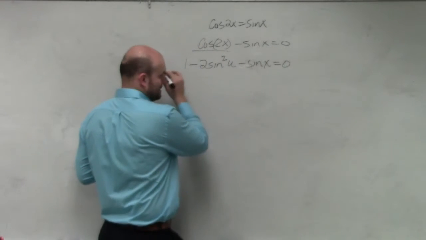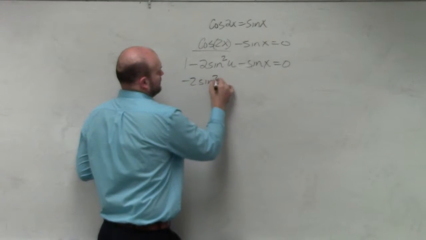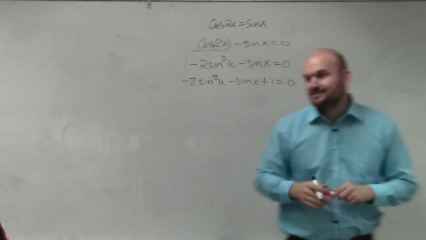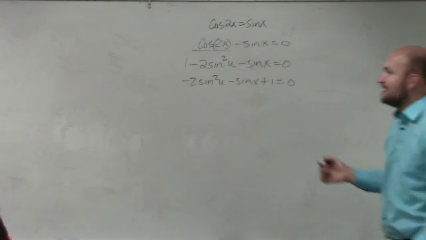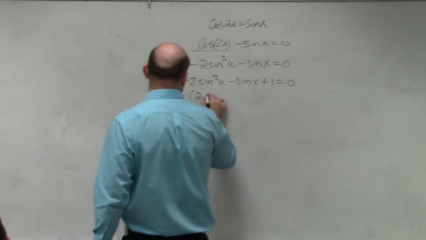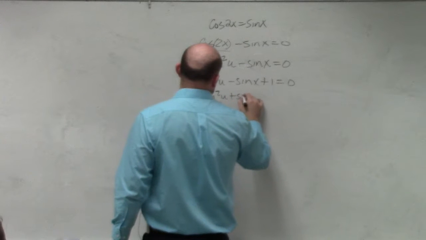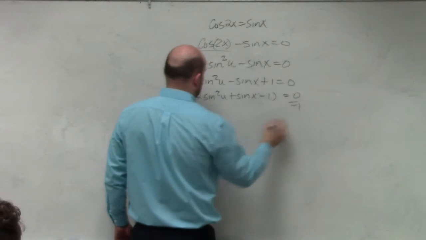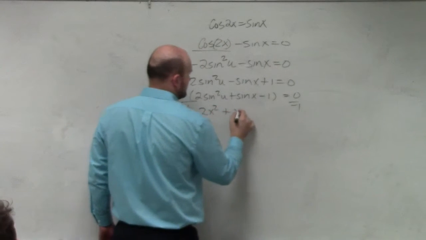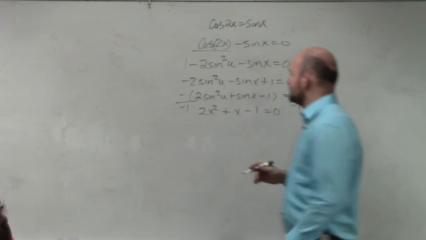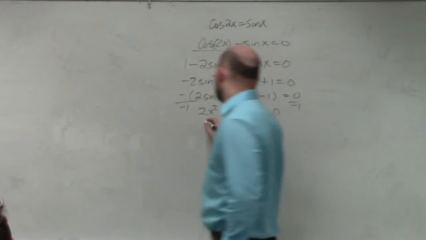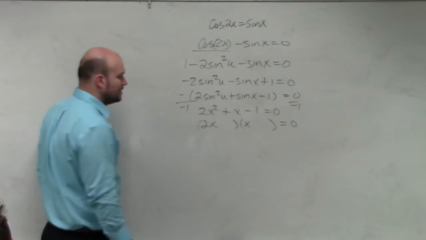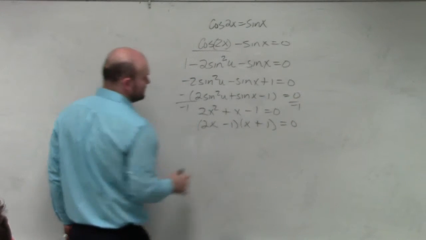Then I'll rewrite this. So now it looks like it's in quadratic form. And yes, you can factor out a negative. Divide that negative out. And then let's see if we can factor this with x's. Well, this would be 2x and x. So plus 1, minus 1.